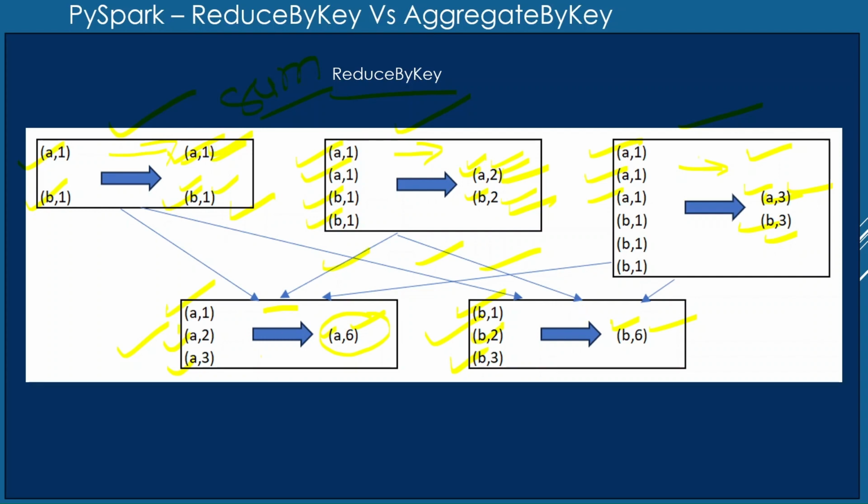So we have seen that whenever we use reduce by key, first it does the reducing, or we can say first it applies the aggregation function locally. Locally means at each partition level, and after that shuffling happens, data is moving to different partitions. Again the data moves into different partitions, and then the aggregation process takes place again and gives the final output.